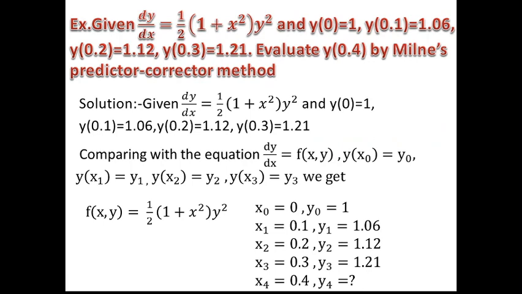Now let's have a problem based on it. Given dy by dx is equal to half of 1 plus x square y square, and these are the four values given. Evaluate y of 0.4 by Milne's predictor corrector method. As we have mentioned earlier, in order to apply Milne's predictor corrector method, we need 4 previous initial values, right? 4 prior initial values. So here we have 4 initial values.